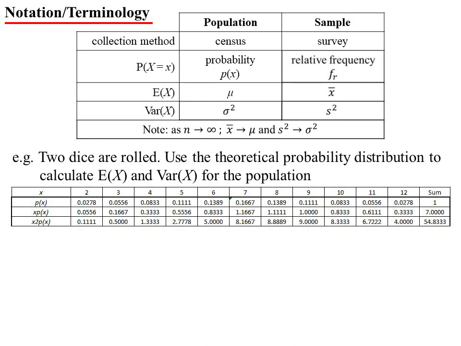Let's just have a look at this one then. So we're going to roll 2 dice. We're going to use theoretical probability to calculate the expected value and the variance for the population. So theoretical probability is when we don't actually do it, we just use the theory behind it. And so we would assume that a 1 in 36 chance of getting a 2 and things like that.